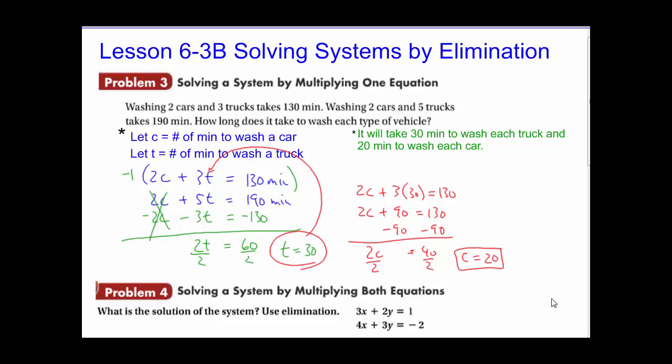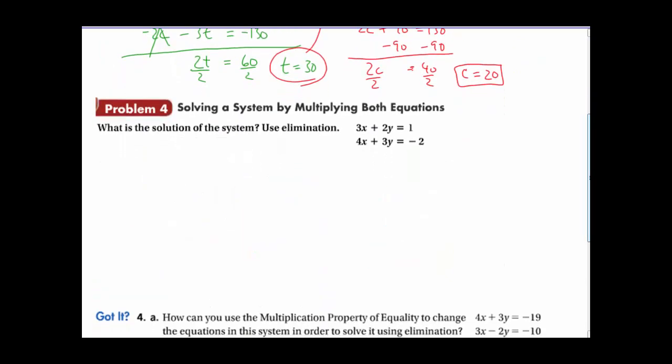All right, problem 4 now. What's going to happen if we don't have exact numbers for X and Y, and there isn't one where we can just multiply something to one equation? Well, now we have to multiply both equations. So if we look at 3x plus 2y equals 1, 4x plus 3y equals -2, we have to look at the x's and the y's and say, well, 3 and 4 both go into what number, and 2 and 3 both go into what number?